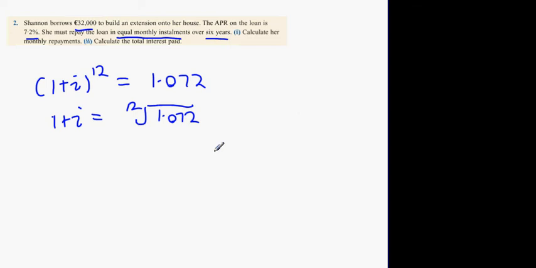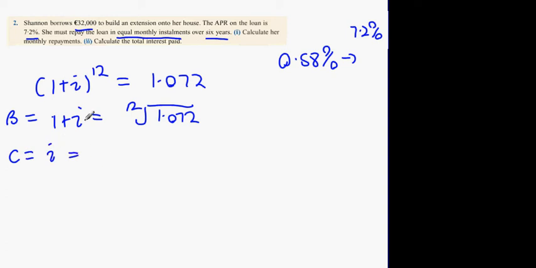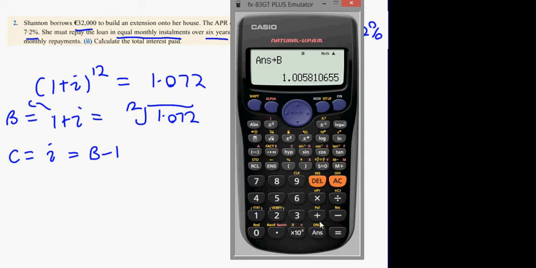So basically, in a nutshell, 0.58% added on every month is the same thing as 7.2% added on at the end of the year. Okay, we're going to let B equal 1 plus I. Now we need to find out what C is, where C is I, and C therefore equals B minus 1. So just put B minus 1 into the calculator. There's B there, take away 1, and we get this number here, and we're going to save that as C.